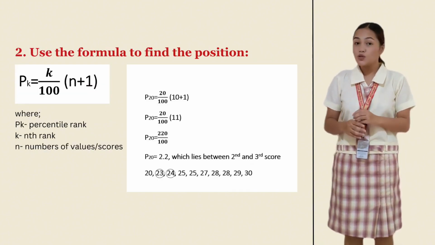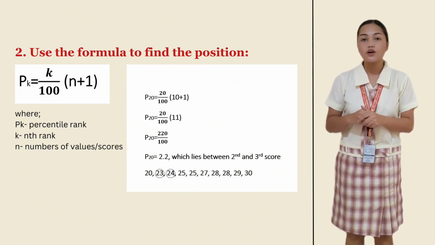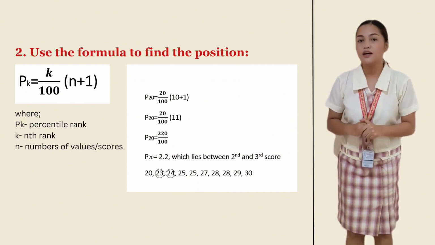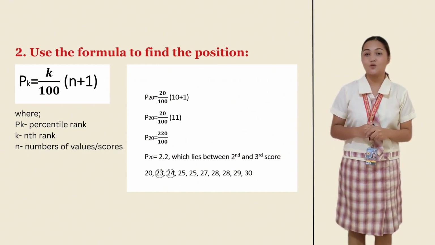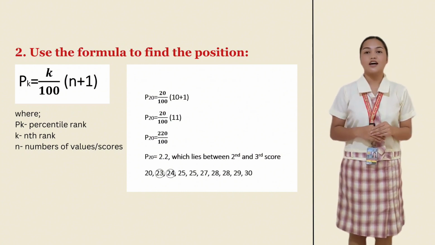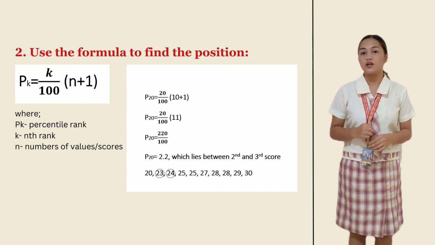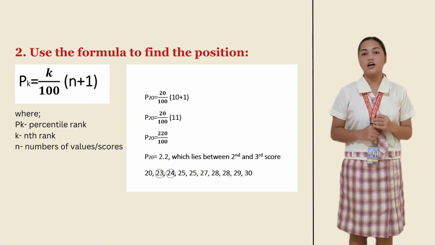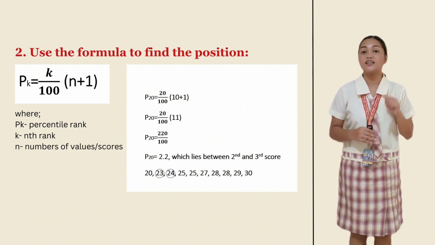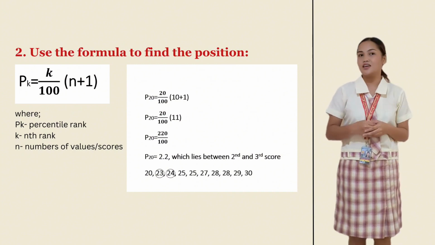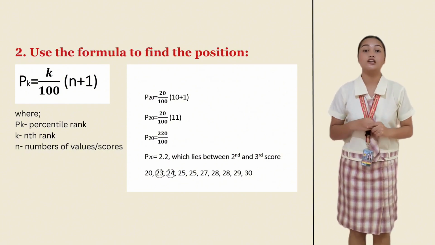And second, we use the formula. P_K is equal to K, which is the percentile rank, over 100 multiplied by N, which is the number of scores, plus 1. Substitute: P20 is equal to 20 over 100 times 10 plus 1, so 20 over 100 times 11, so 220 over 100. So the 20th percentile rank is 2.2, which lies between the second and third score, as you can see in the presentation.